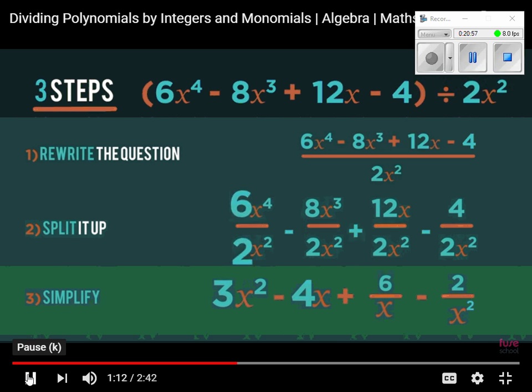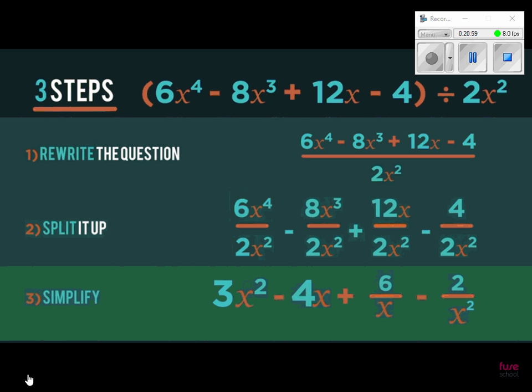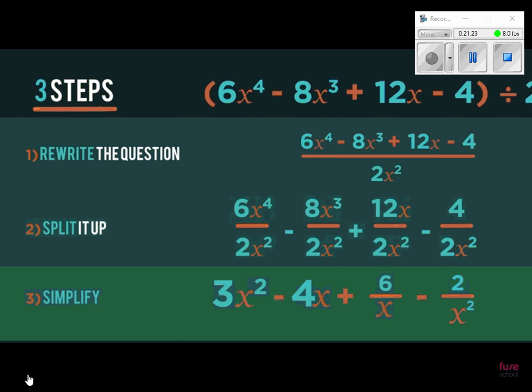So go ahead and start to get those last 2 things. 6 divided by 2 to get 3. X to the 4 divided by x squared becomes x squared. 8 divided by 2 to get 4. X to the 3 divided by x squared becomes x. 12 divided by 2 to get 6. An x on top divided by x squared leaves an x on the bottom. And 4 divided by 2 to get 2 on top, and the x squared stays on the bottom.